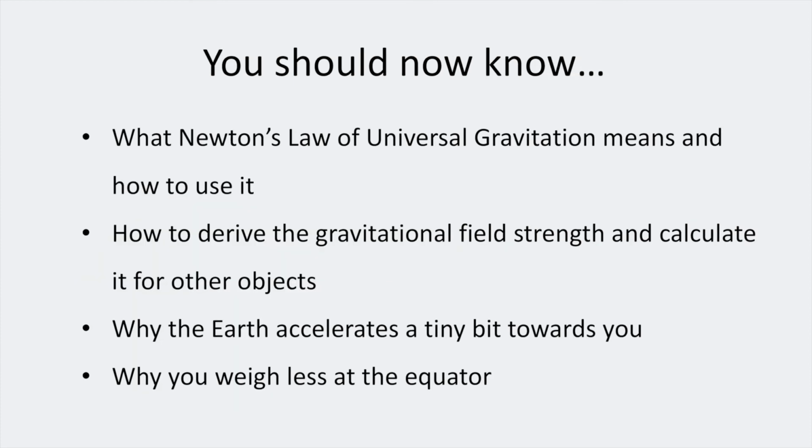So that's the end of this video, and you should now know what Newton's law of universal gravitation means and how to use it. You should know how to derive the gravitational field strength and calculate it for other objects. You should know why the Earth accelerates a tiny bit towards you, and you should know why you weigh less at the equator than at the poles.